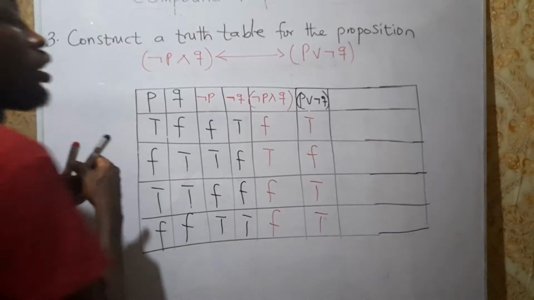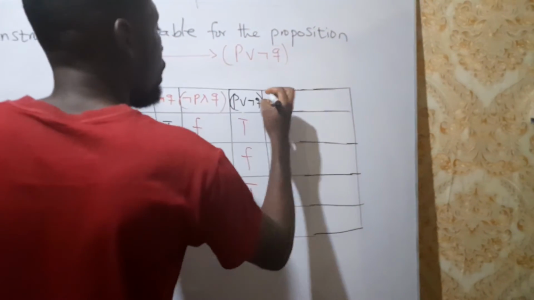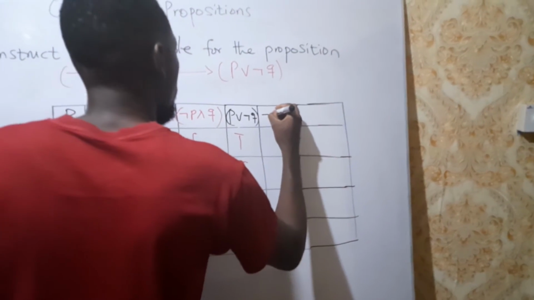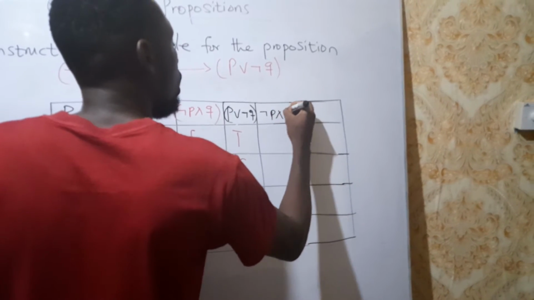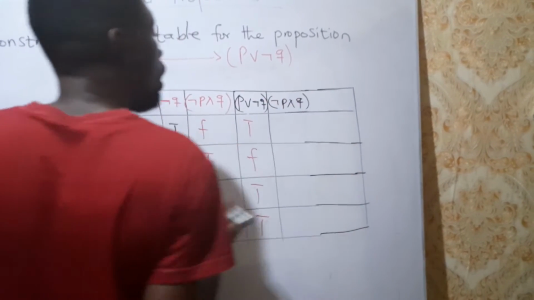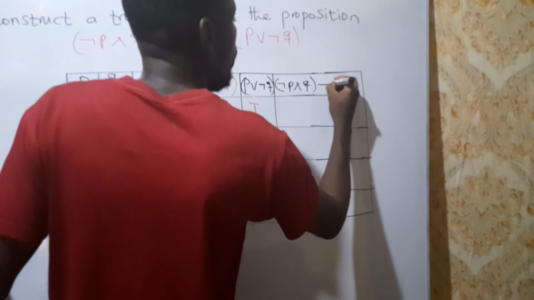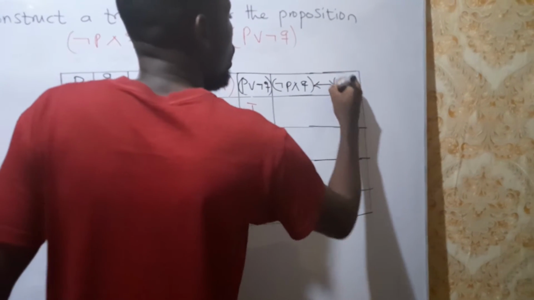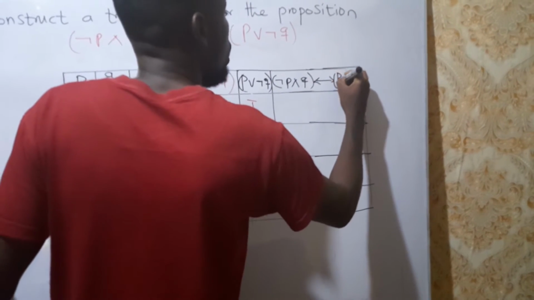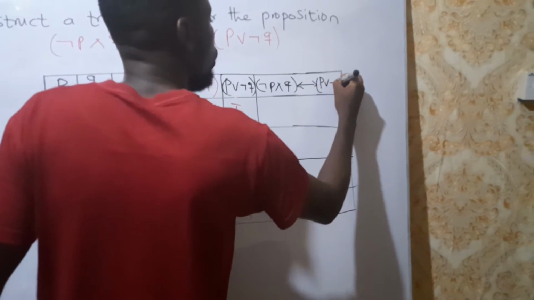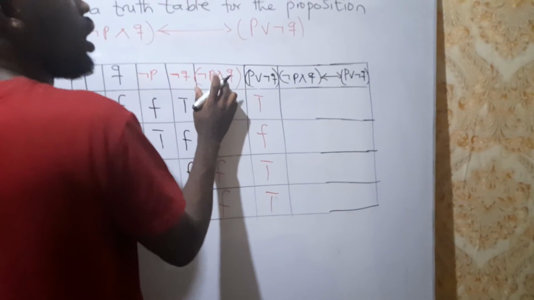The last one is the whole of that. That's negative P conjunction Q, then biconditional P disjunction negative Q. That's this against that.